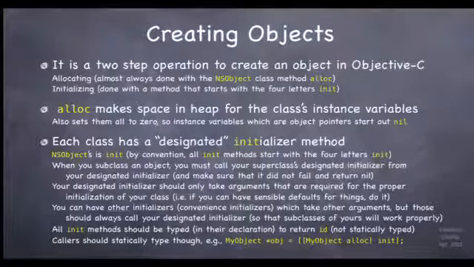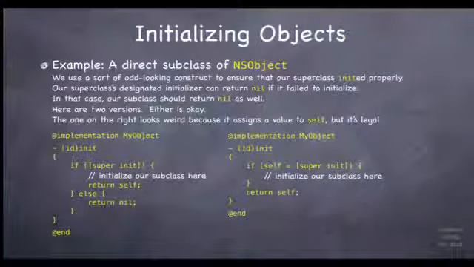All right? So let's look at the code here. That's the best way to understand this whole initializer business. So here's an example of a direct subclass of NSObject, and I have two versions of it here. So let's look at the version on the left. The two versions are the same. It's just the code style is a little different.